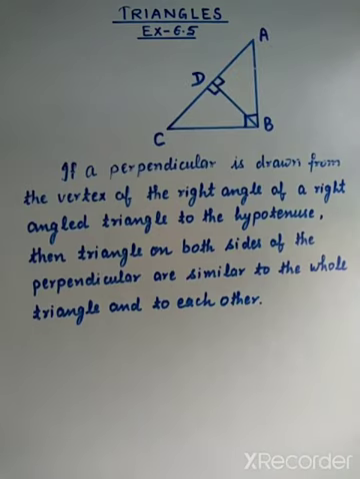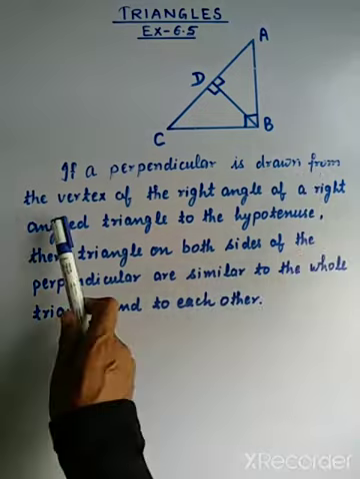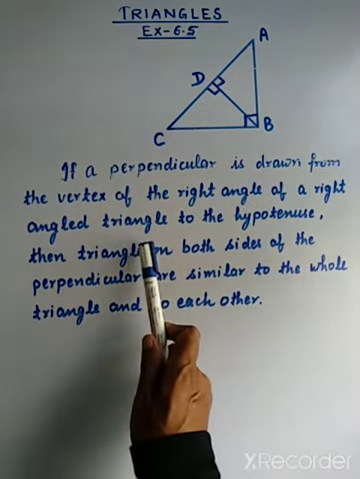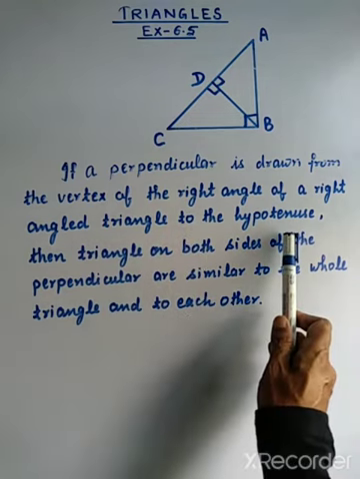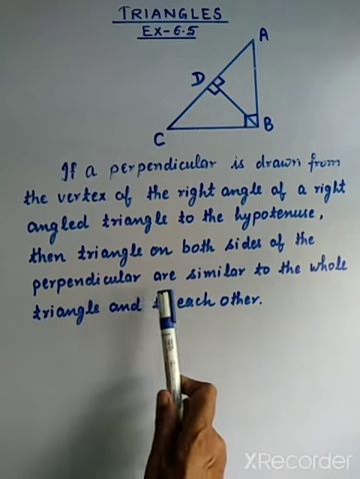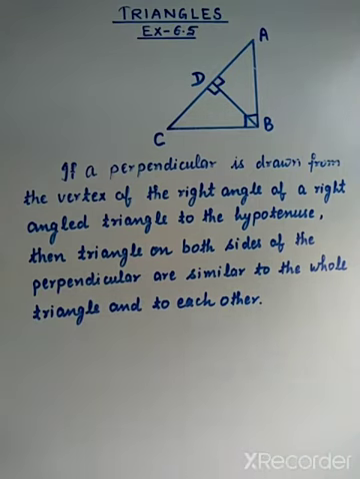So before moving to more questions, there is a theorem which states that if a perpendicular is drawn from the vertex of the right angle of a right angled triangle to the hypotenuse, then the triangles on both sides of the perpendicular are similar to the whole triangle and to each other.